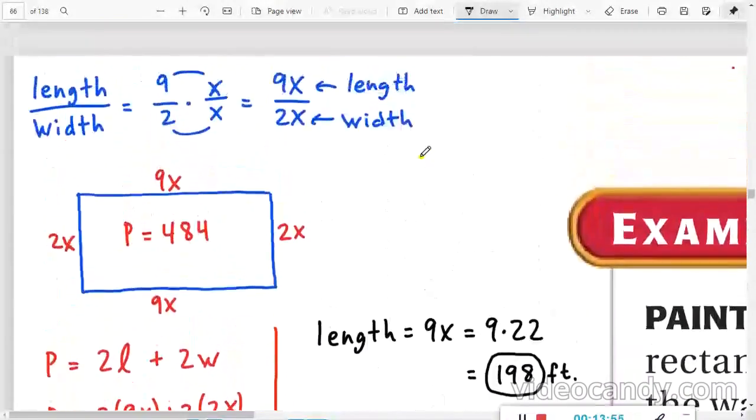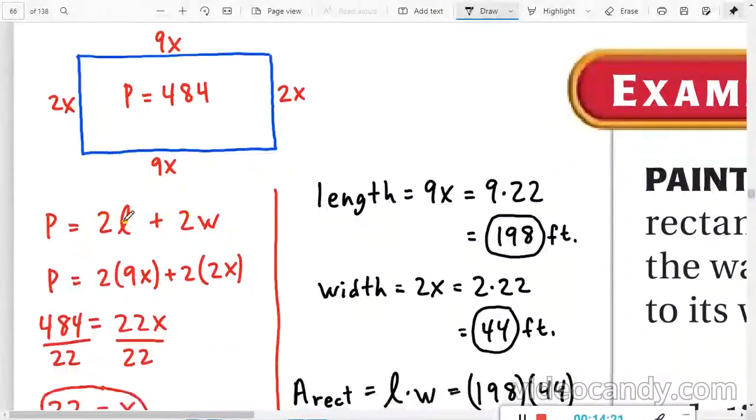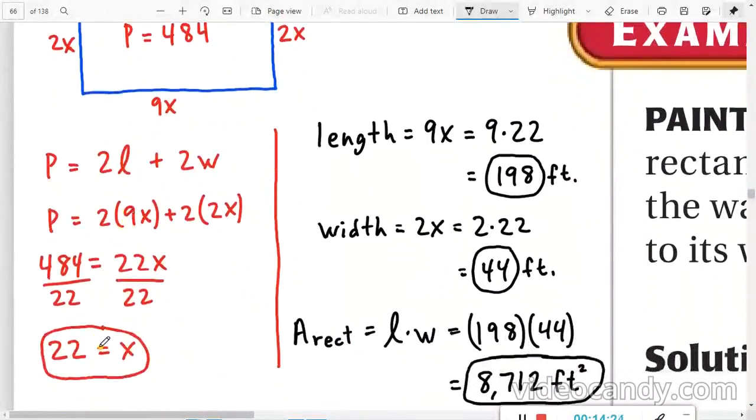So to sum it up, they gave us the ratio of 9:2, but we didn't know the actual length and the width. So we added an x on both the 9 and the 2. The ratio of 9 over 2 and 9x over 2x is still the same thing. They gave us the perimeter, so we plugged in 9x and 2x for the length and the width in the perimeter formula, and then solved for x. Once we solved for x, we were able to find the actual length and width, and then use those two values to find the area.